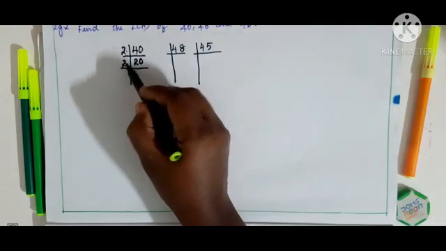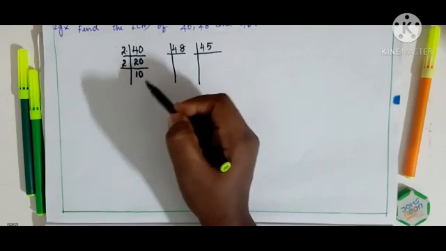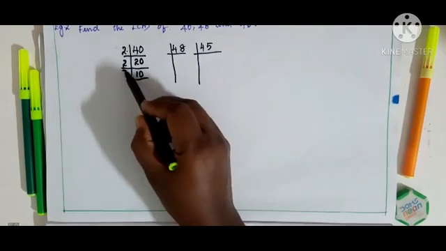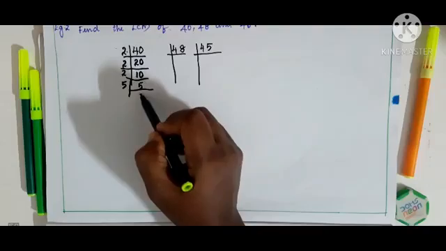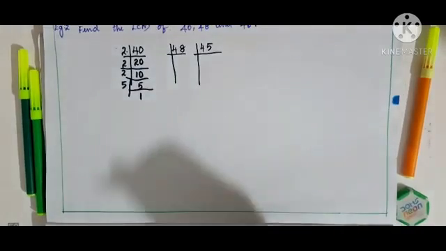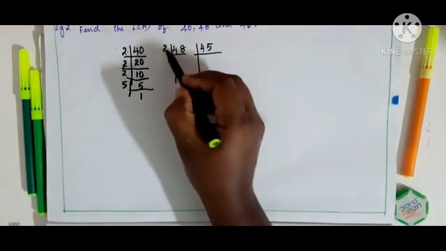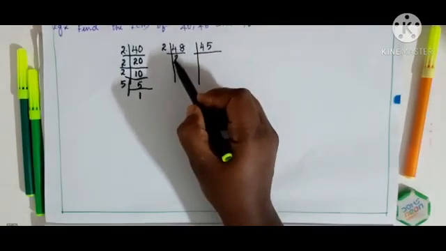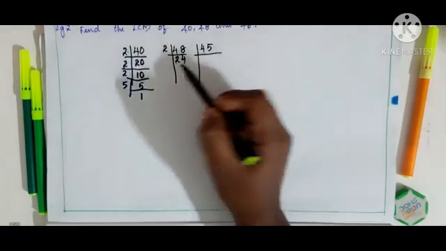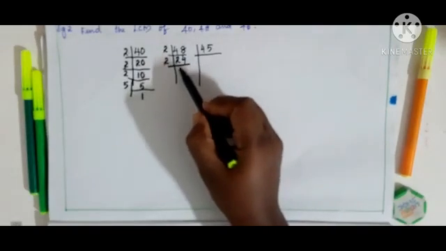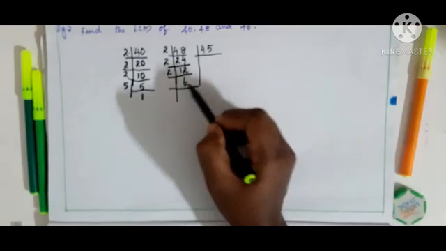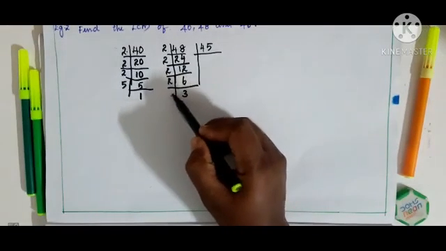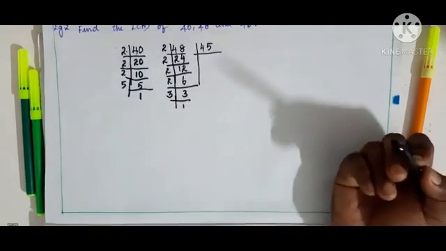Again 2 10s are 20. Then again 2 5s are 10. Again 5 1s are 5. Then for 48, with 2: 2 2s are 4. 2 4s are 8. Again 2 12s are 24. Again 2 6s are 12. Again with 2, 3 times, it won't go. So again I take 3. 3 1s are 3. Is it clear?